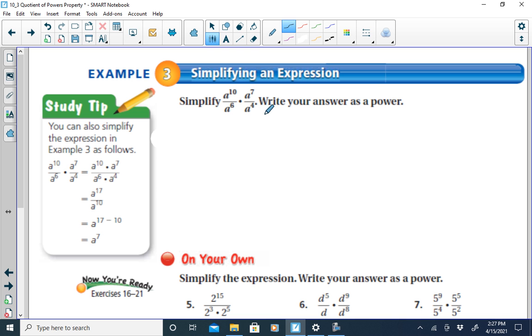Another example using variables, right? We could do this problem a couple different ways, but let's do it this way first. I'm going to subtract 8 to the 10th and 8 to the 6th. That's going to give me 8 to the 4th power times 8 to the 7th divided by 8 to the 4th. That's going to give me 8 to the 3rd power.